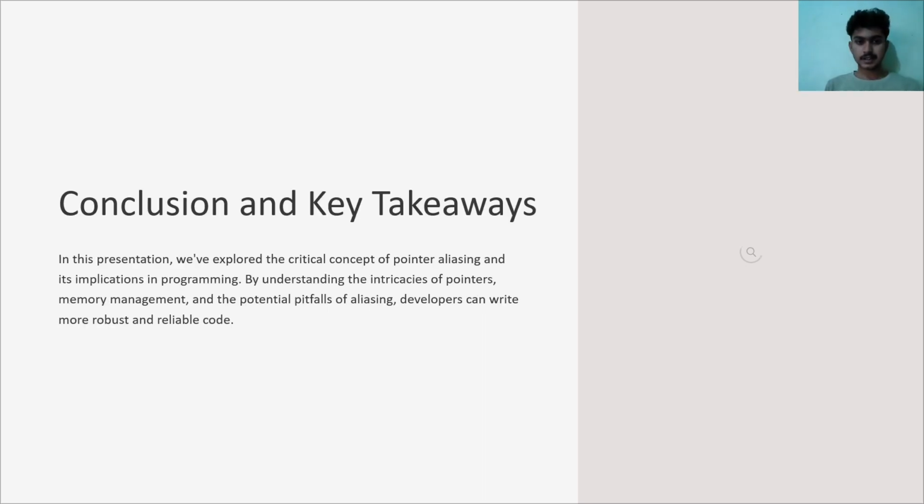Conclusion and key takeaways. In this presentation, we have explored the critical concept of pointer aliasing and its implications in programming. By understanding the intricacies of pointers, memory management, and the potential pitfalls of aliasing, developers can write more robust and reliable code.